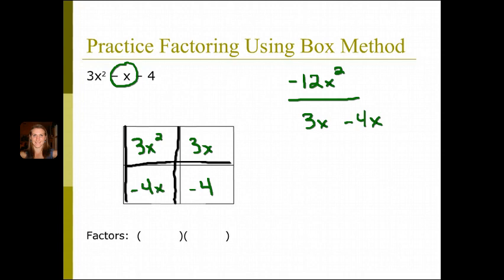Okay, so this time when we look at our factors for the top row, not only do they have an x in common, they also have a 3 in common. So we are factoring out a 3 and an x. Our bottom row has a -4 in common, so we factor that out. Our first column only has an x in common, and our last column has a 1 in common. That's the only factor that they have in common. So our factors are 3x minus 4 and x plus 1.